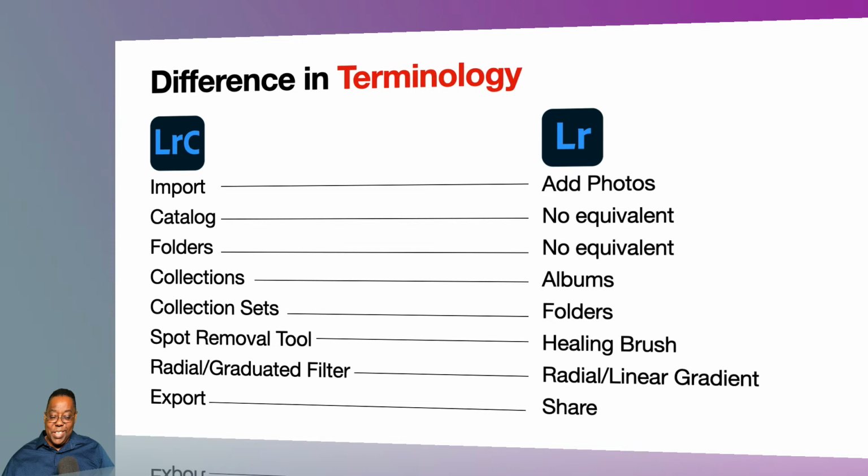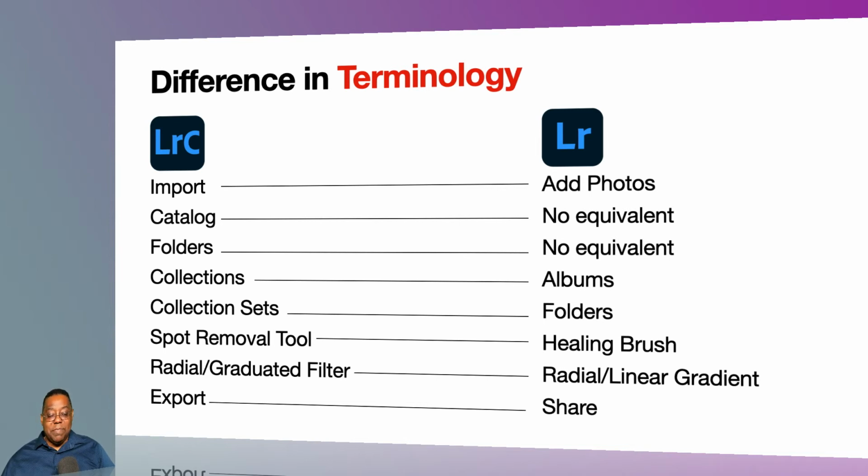Folders gets confusing because in Lightroom Classic, the folders are really the same folders that are on your operating system. So if you have a pictures folder, and in your pictures folder you have a Japan folder, and in your Japan folder you have a Tokyo folder, and you put images in it, those are the same folders that Lightroom Classic sees. There's no equivalent of that in Lightroom because you're not managing folders on your hard drive. You're just adding your photos and organizing them in what are called albums.